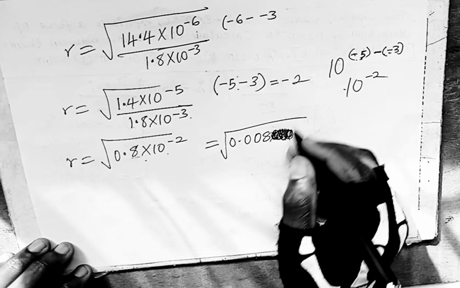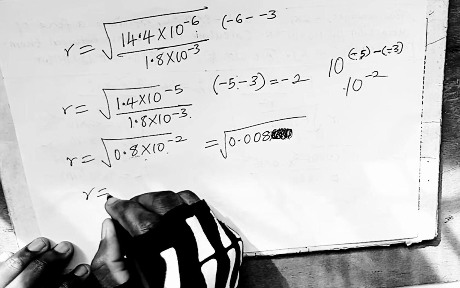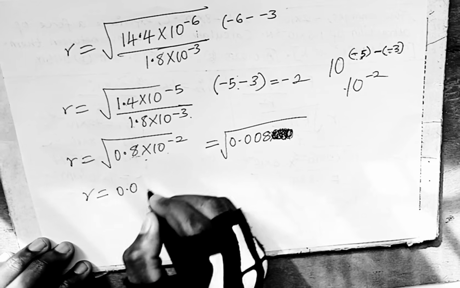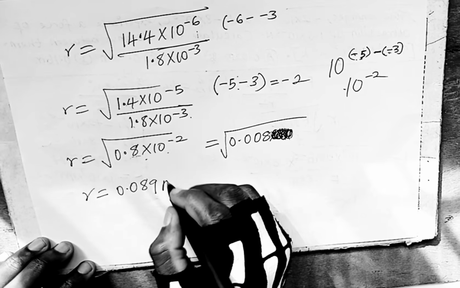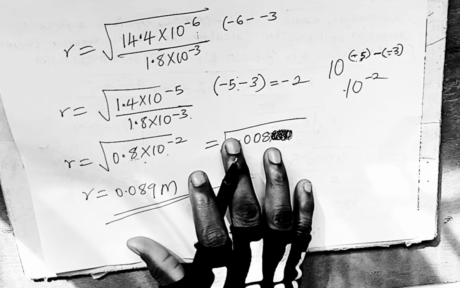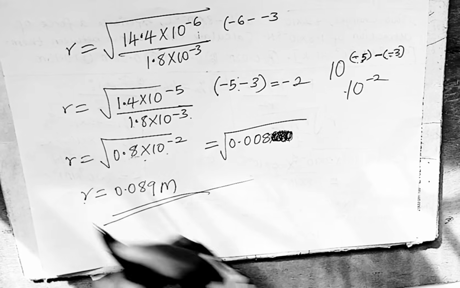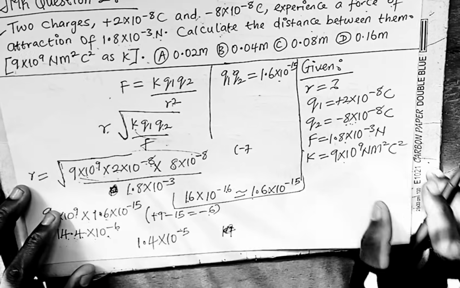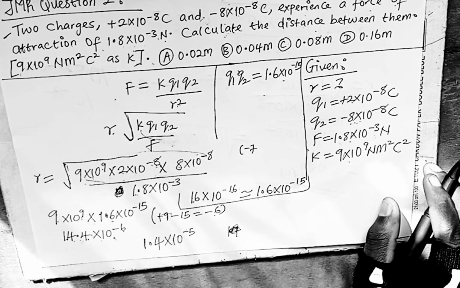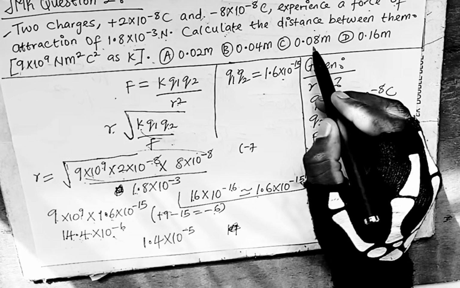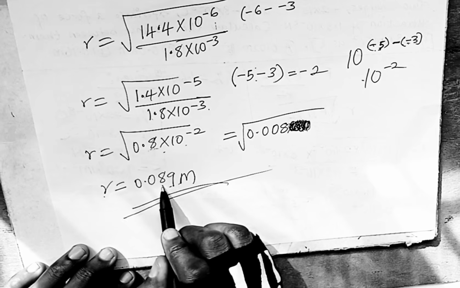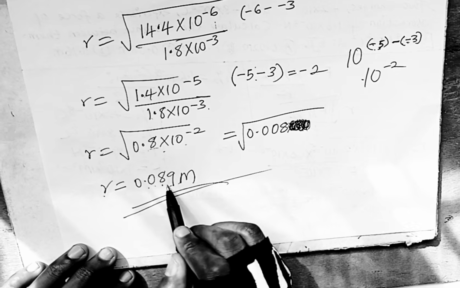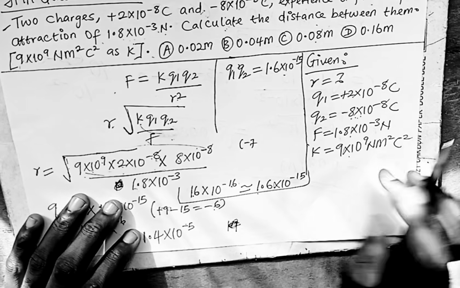If you check your calculator, you will get R is equal to 0.089 meters. It is the distance we are calculating, so it should be in meters. Just let's check if we got anything correct. 0.08 for option C, and we get 0.089. That's about 0.09, so we pick the closest option.